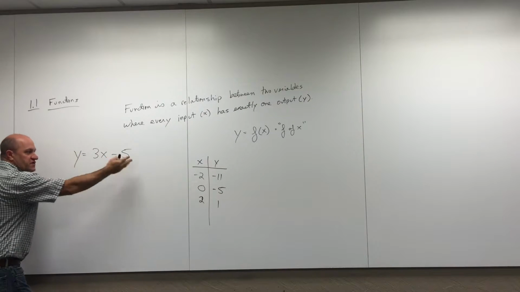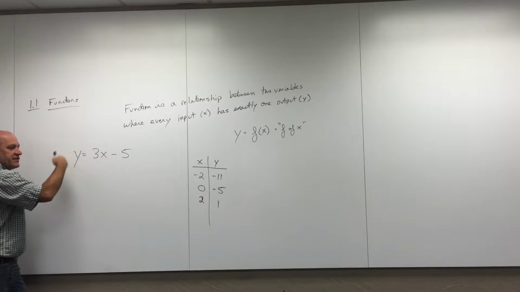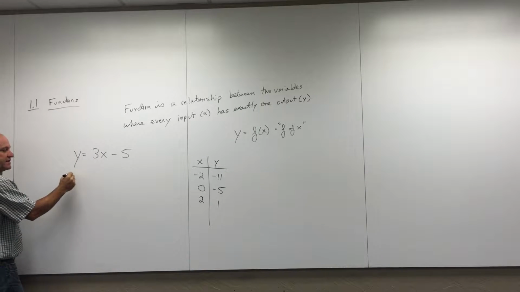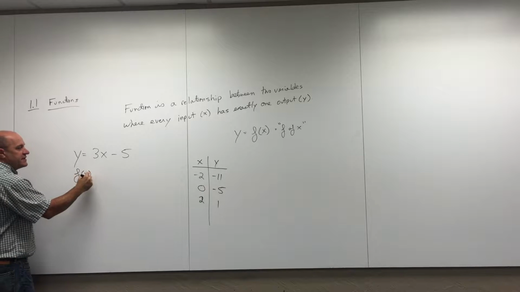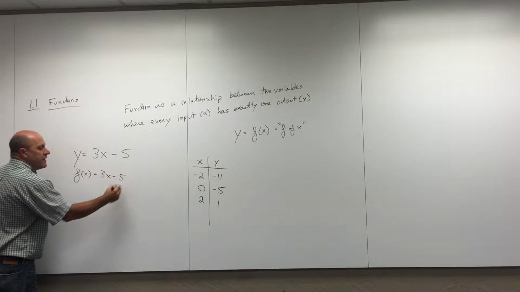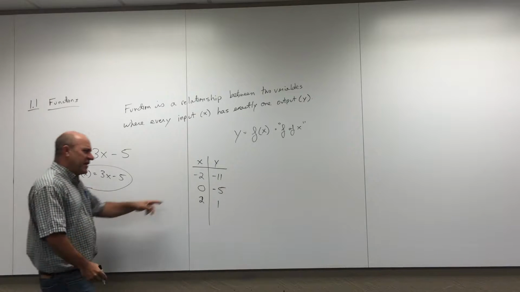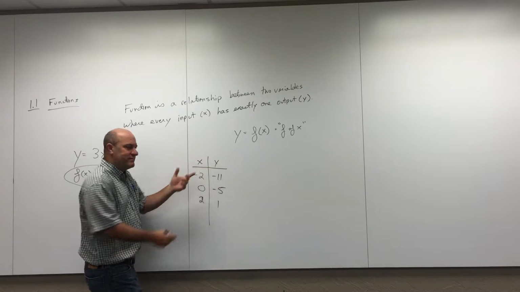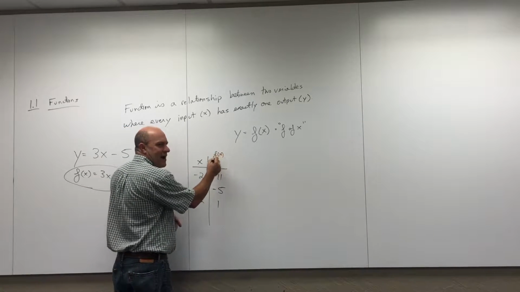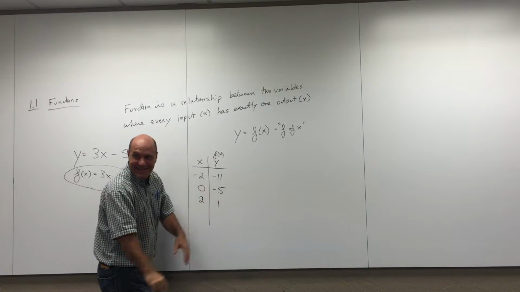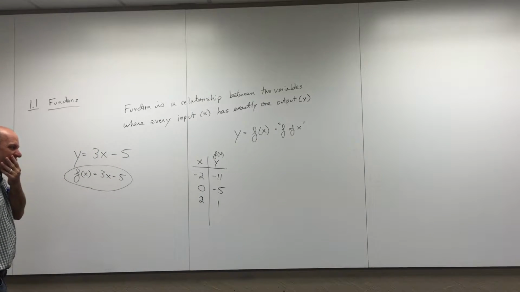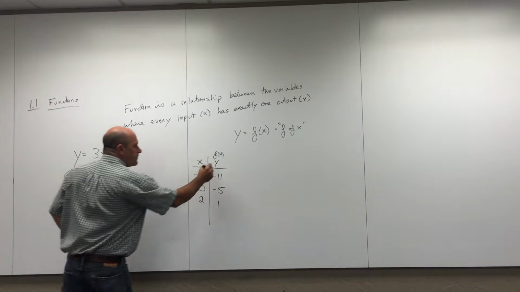So when I wrote this relationship on the board, I wanted you to see the two variables. But instead of y, I could have written f of x equals 3x minus 5. It's the same thing. And when I made my chart, instead of writing y, maybe I would have written f of x here. It's the same thing, okay? And I could have plotted these points.